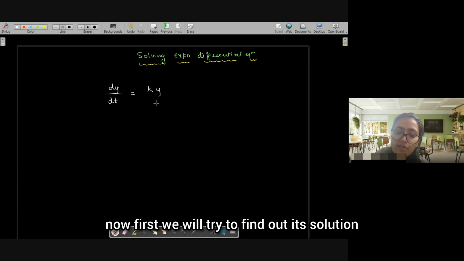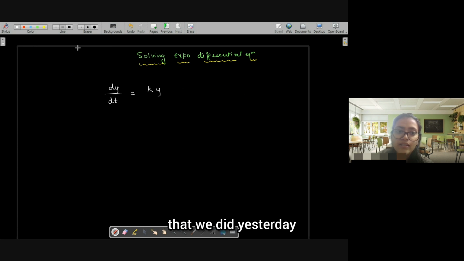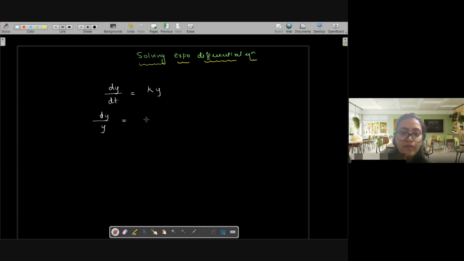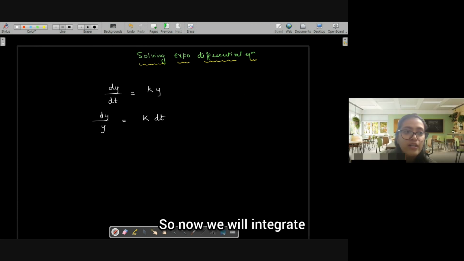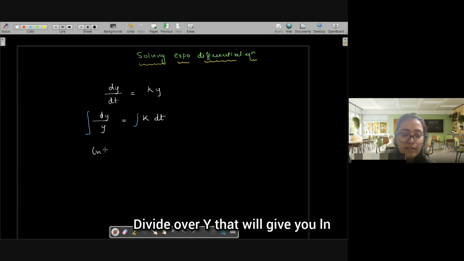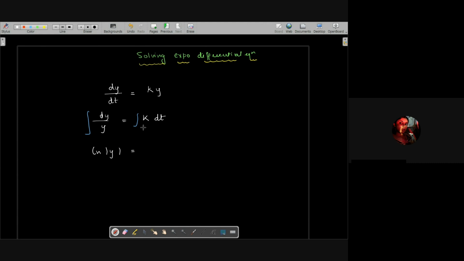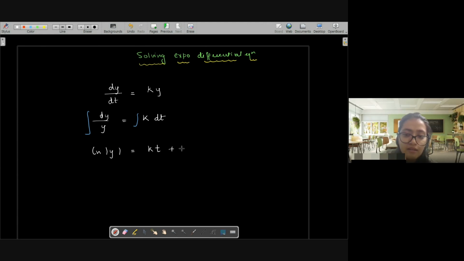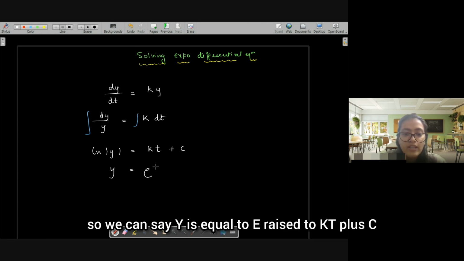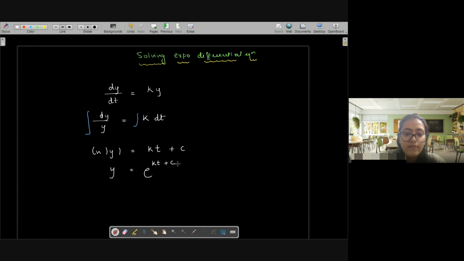Now, first, we will try to find out its solution using a separable differential equation that we did yesterday. We will try to separate the variables. So dy over y will be equal to k times dt. Now we will integrate. Integrating dy over y will give you ln of y. k is a constant, and integration of dt will be t, so plus c. So we can say y is equal to e raised to kt plus c.